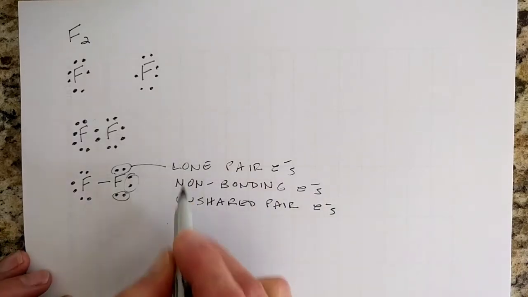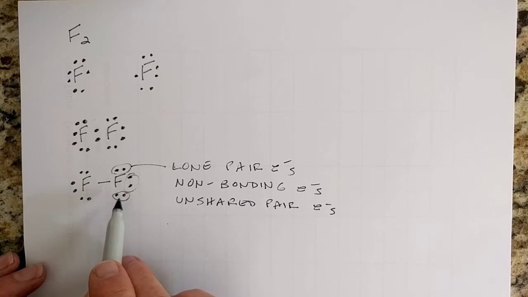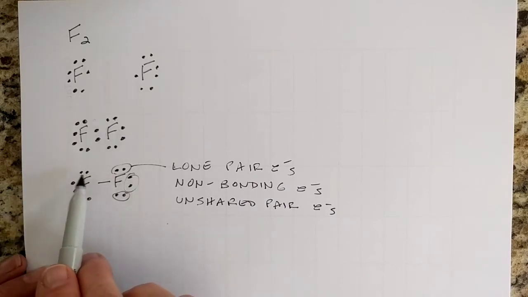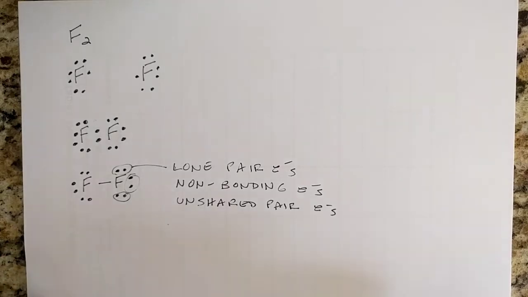Electrons. So these all mean the same thing. So fluorine, this fluorine has 3 lone pairs of electrons, and this fluorine has 3 lone pairs of electrons. Okay.